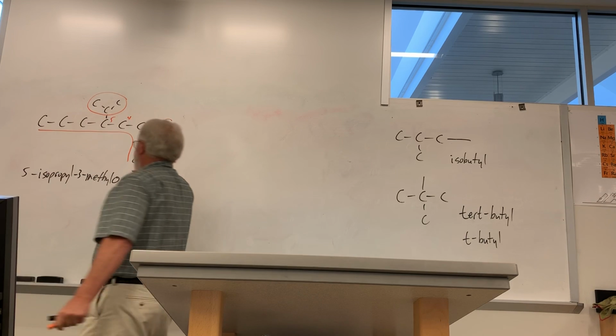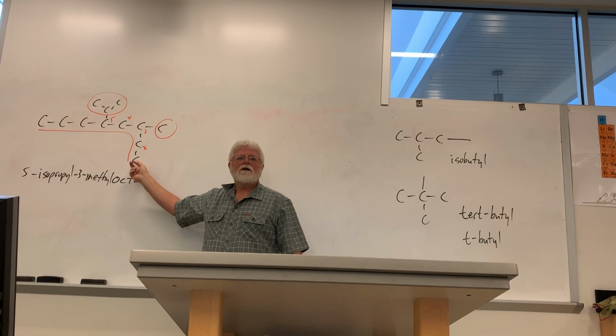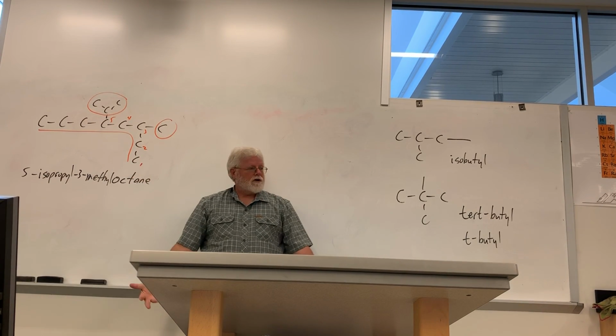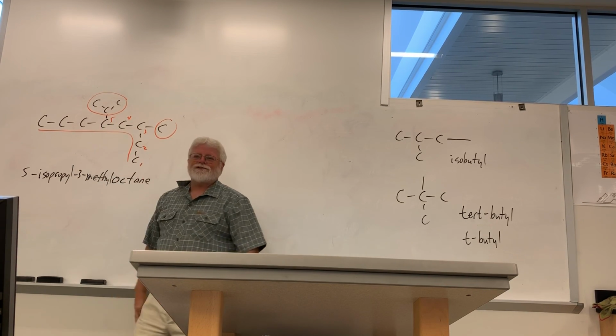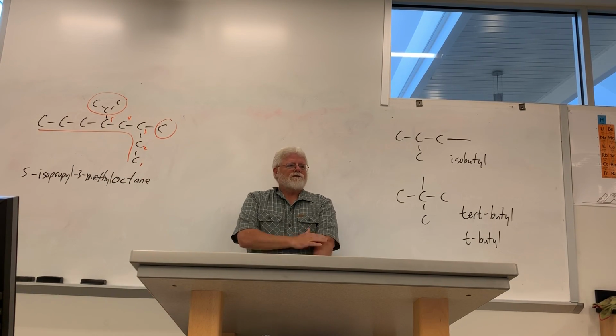Why did I start numbering from this end? That's where the first decision is. Yeah, it puts them on lower numbered carbons. Had I numbered from this end, we'd be on 4 and 6. 3 and 5 are lower than 4 and 6, so there we go.